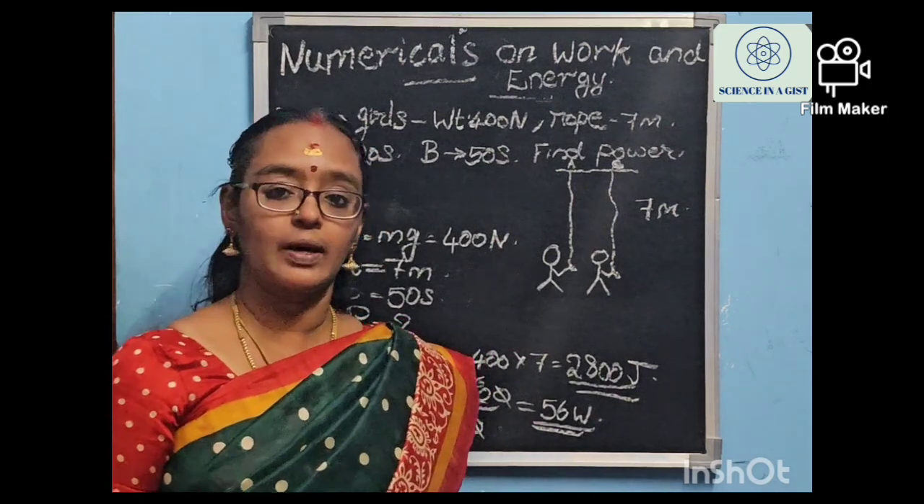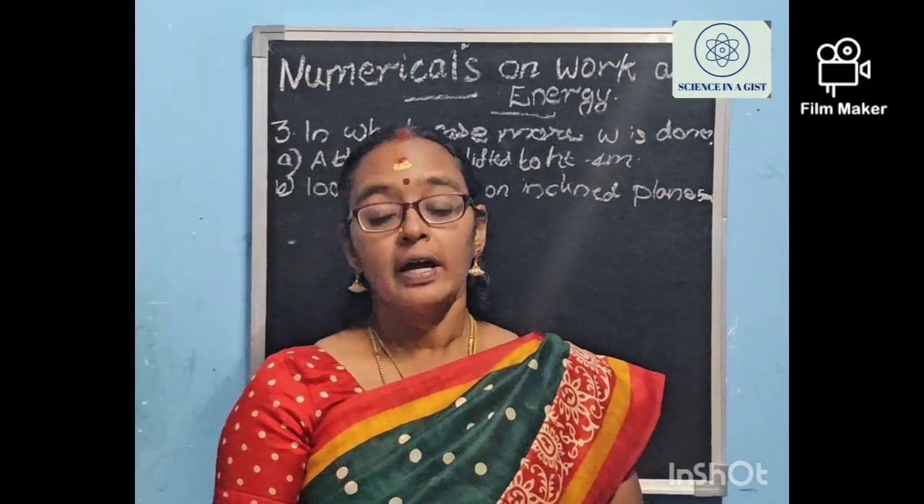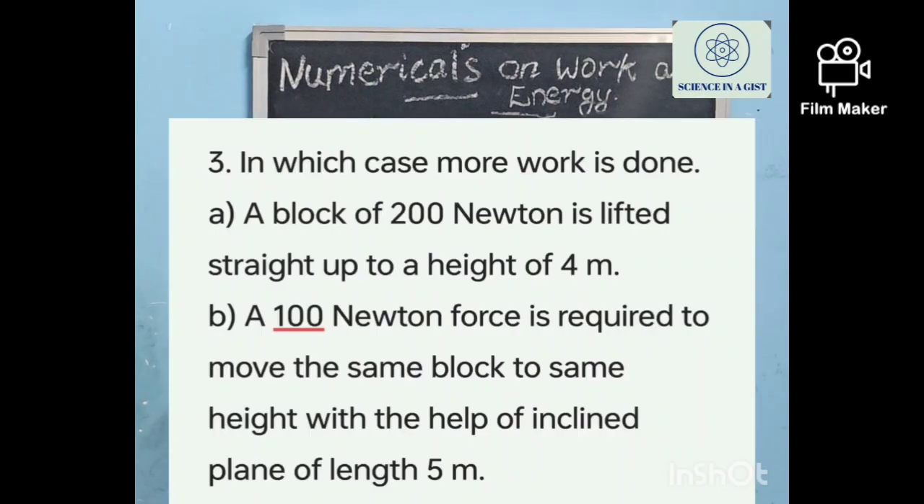The things are clear? Now going for the third question. Dears, now the third question. In which case more work is done? They are asking in which case more work is done. First case is a block of 200 Newton is lifted straight up to a height of 4 meter. Case B. 100 Newton force is required to move the same block to the same height with the help of an inclined plane of length 5 meter.